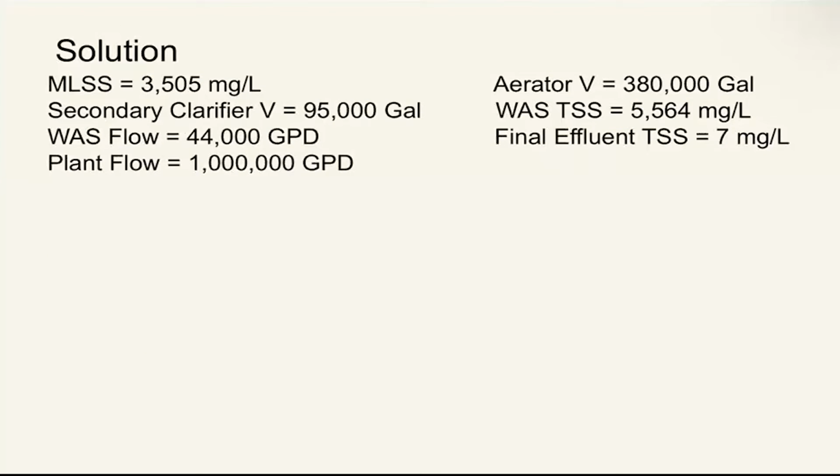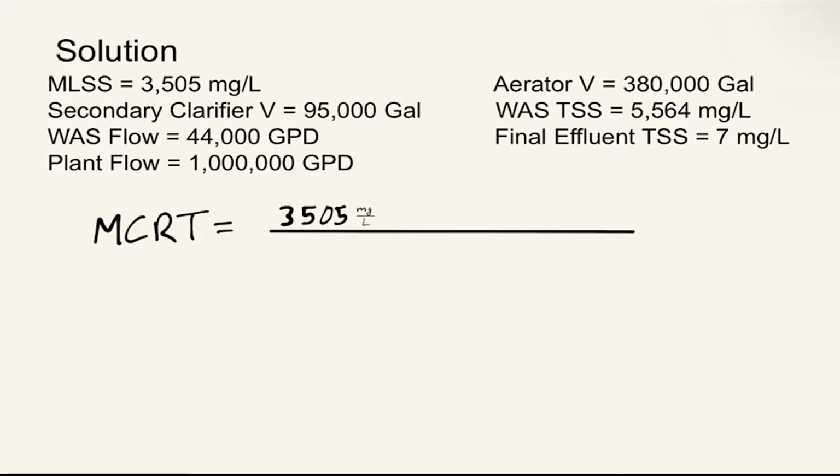So I went ahead and brought all the values over that we identified in the problem, so we can go ahead and start plugging those into the equation to solve for MCRT. This will be multiplied by the sum of the aerator volume of 380,000 gallons, or 0.38 million gallons, added to the secondary clarifier volume of 95,000 gallons, or 0.095 million gallons. And I converted this to millions of gallons to get rid of some of our extra digits. And this is simply done by dividing 380,000 gallons or 95,000 gallons by 1 million.